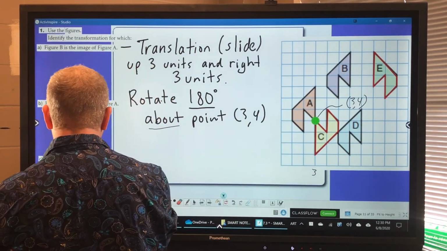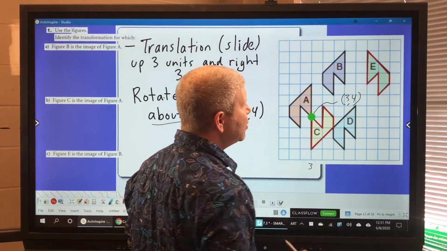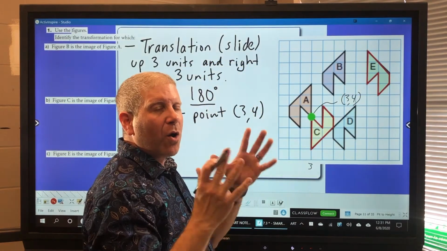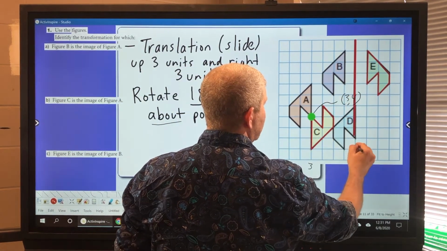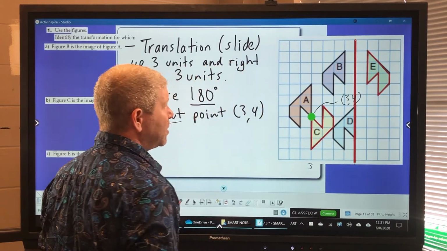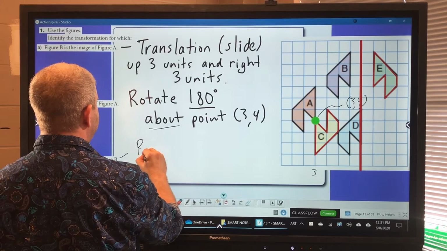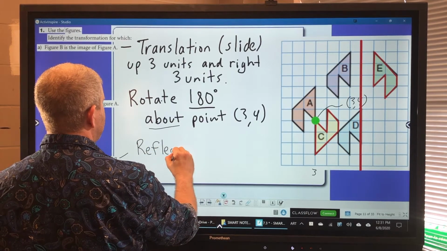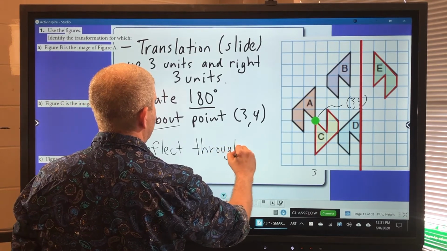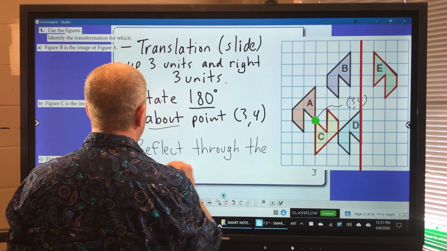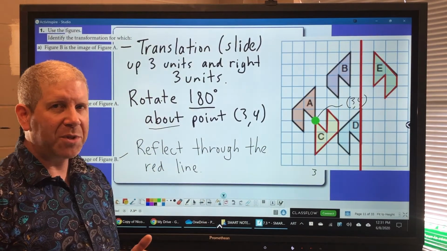So just looking at this situation, it looks like my mirror would be right between, and that's generally the case. The mirror is a line kind of smack dab between your two shapes. So here is where I'm going to put this line. And so I could say figure E is the image of figure A, so we are going to reflect through the red line. You could say that, because we have a particular line already drawn there.